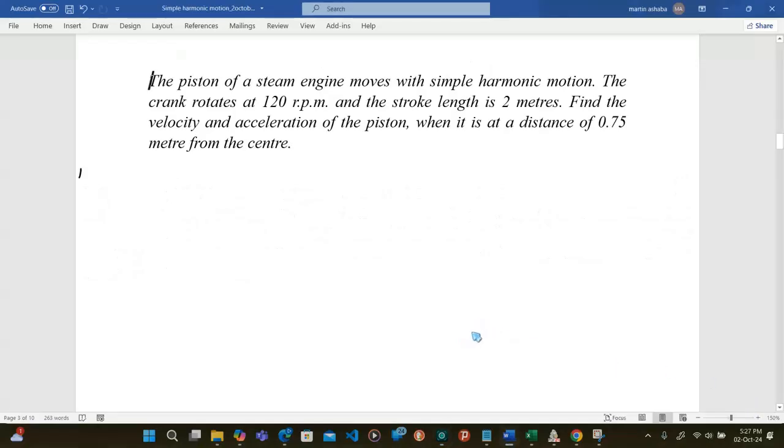So in this discussion, we are looking at an example of simple harmonic motion. The piston of a steam engine moves with a simple harmonic motion. The crank rotates at 120 RPM and the stroke length is 2 meters. Find the velocity and acceleration of the piston when it is at a distance of 0.75 meters from the center.